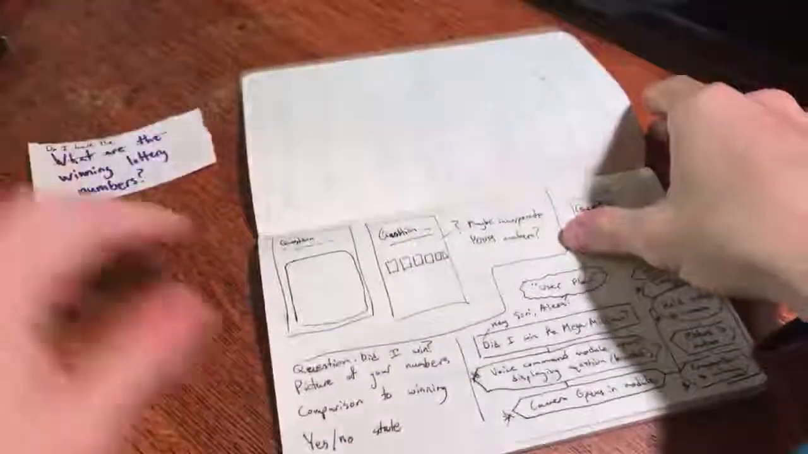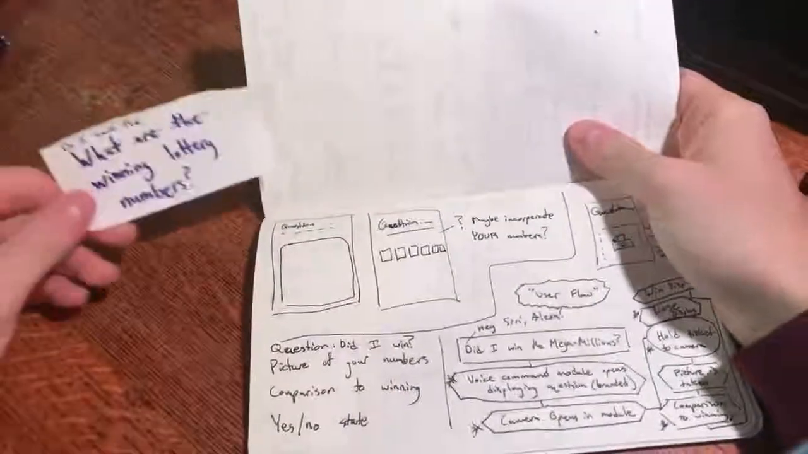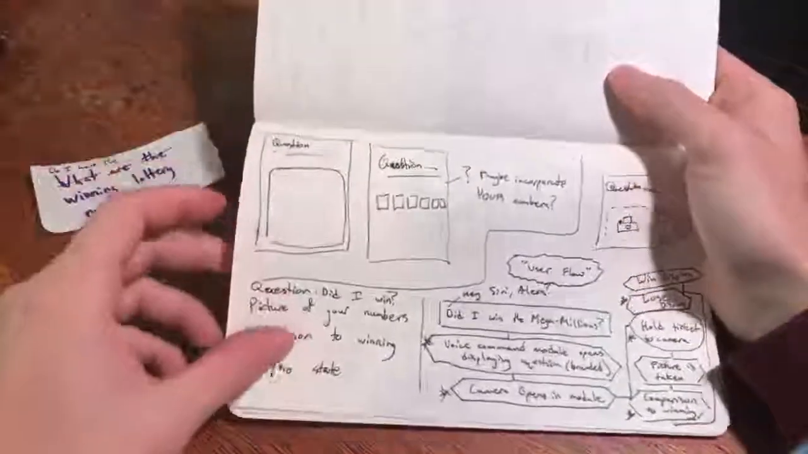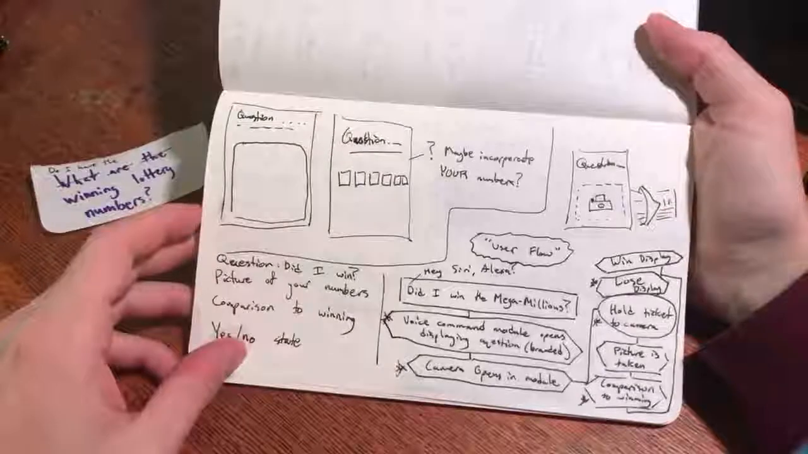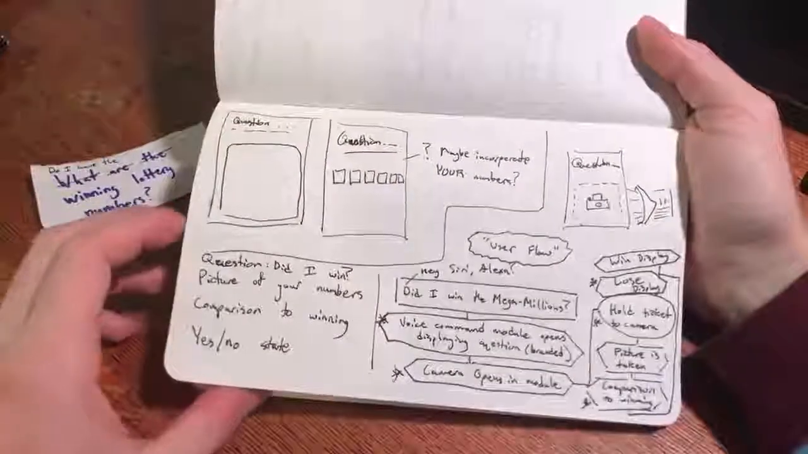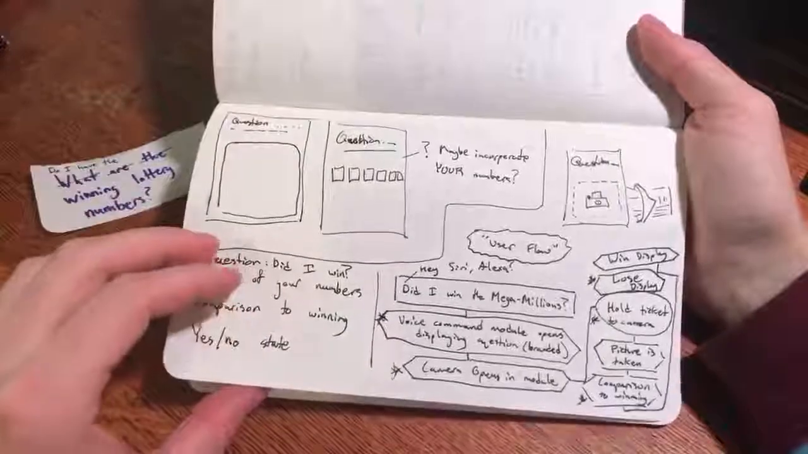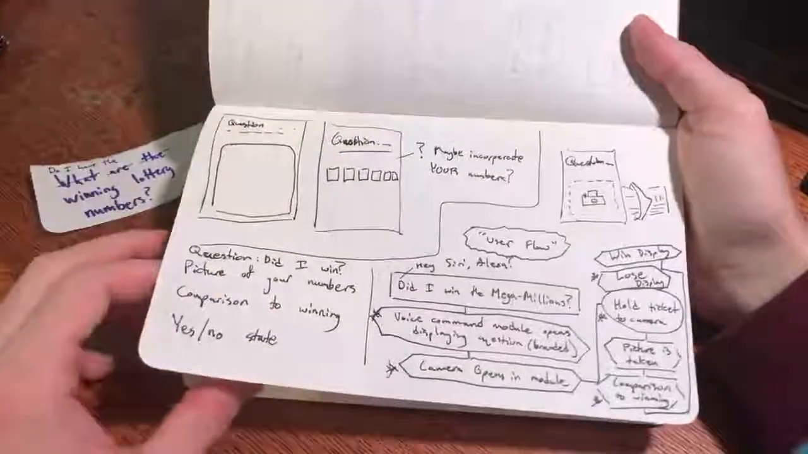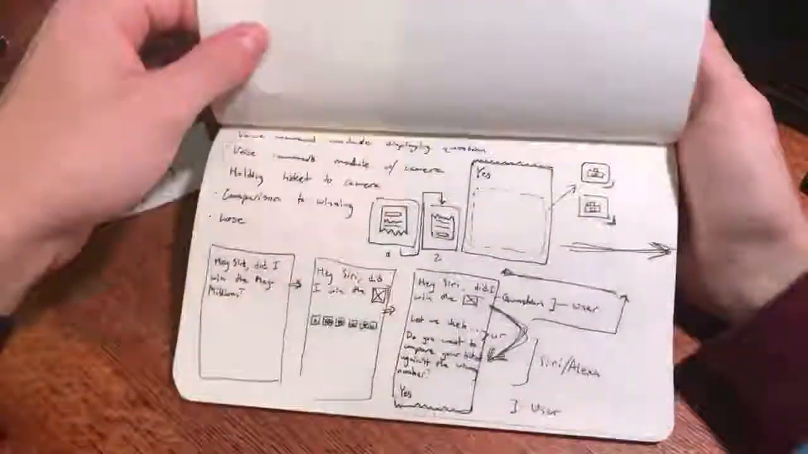So to review, let's look through this again. The question was, do I have the winning lottery numbers? Turn this into a voice project. And the idea is, did I win? Voice command will open, camera opens, picture's taken. You hold your ticket up. The comparison of the winning numbers will happen, and then you either win or you don't.